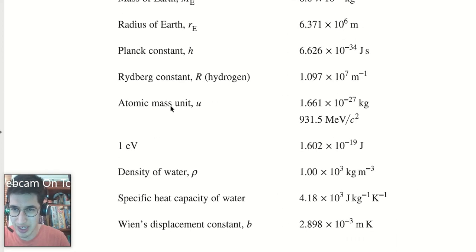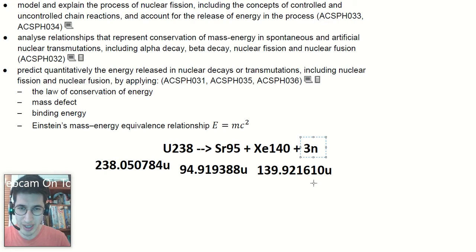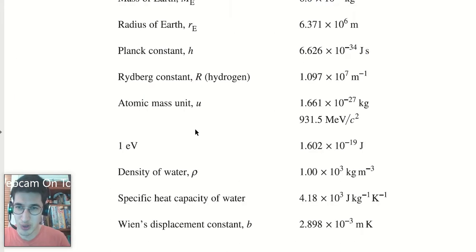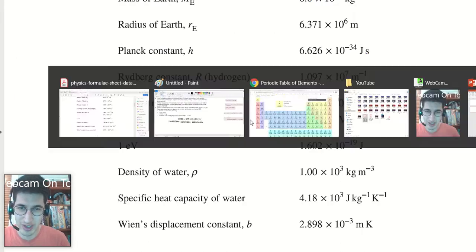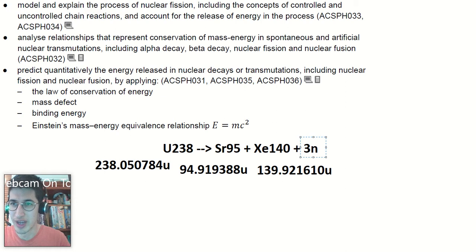You need to go down here to where you see atomic mass unit is equal to this number of kilograms. So you're going to have to convert to AMU in order to get it in the same units as these. Alternatively, you can convert all of these to kilograms using this same conversion factor here. Let's stick with AMU for now.